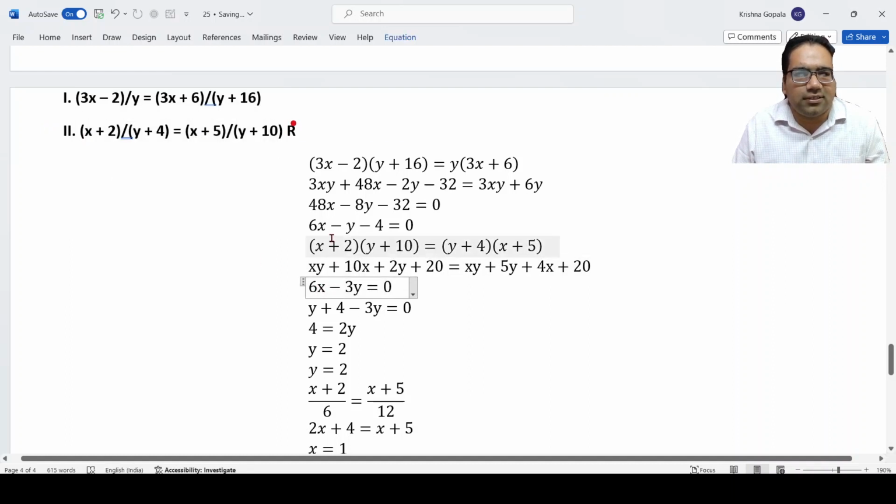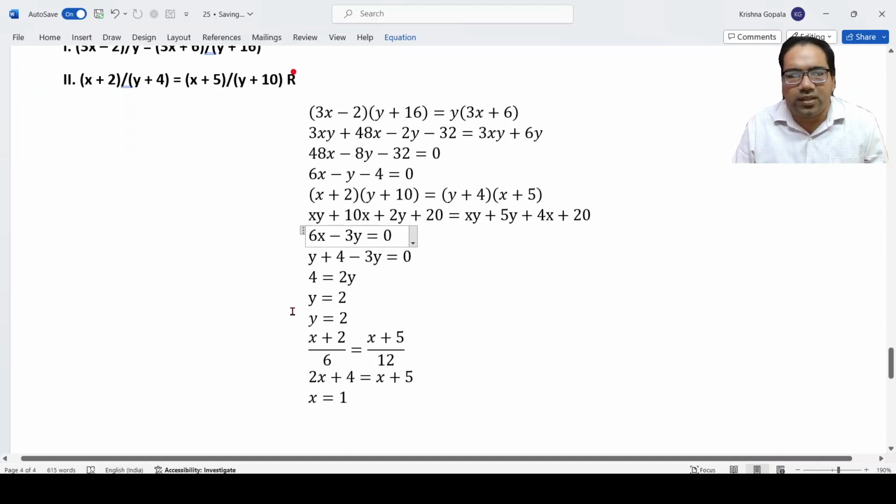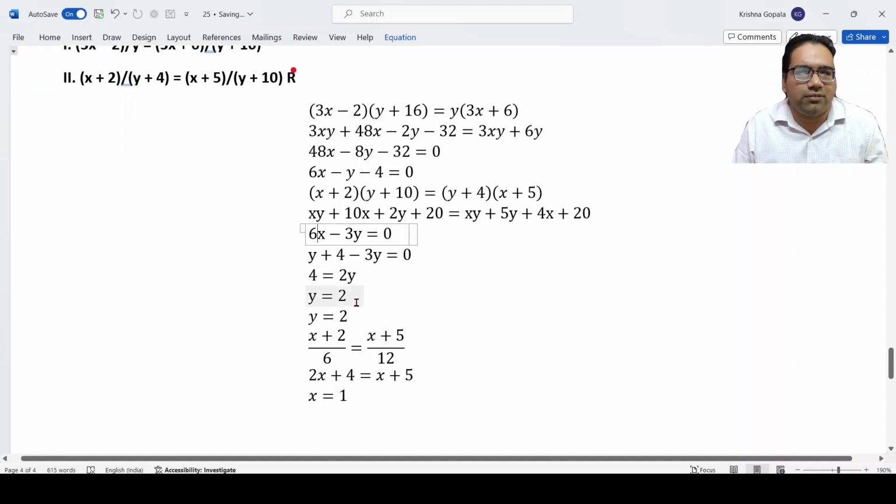Now 6x is equal to, from the first equation, y plus 4. Let's substitute this. 6x minus y minus 4 is coming from the first equation, which means 6x equal to y plus 4. Let's substitute it here. y plus 4 minus 3y is equal to 0. That means 4 minus 2y equal to 0, 4 equal to 2y, y equal to 2. Right, we understood y equal to 2.